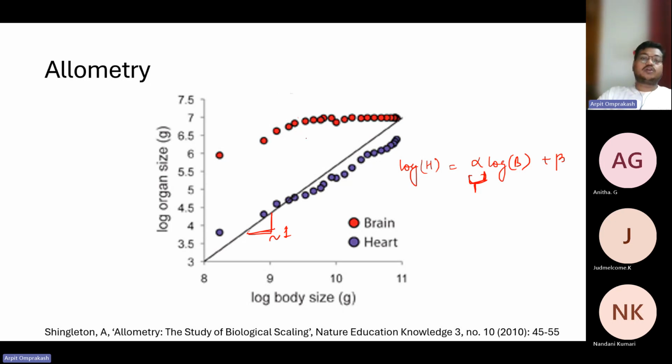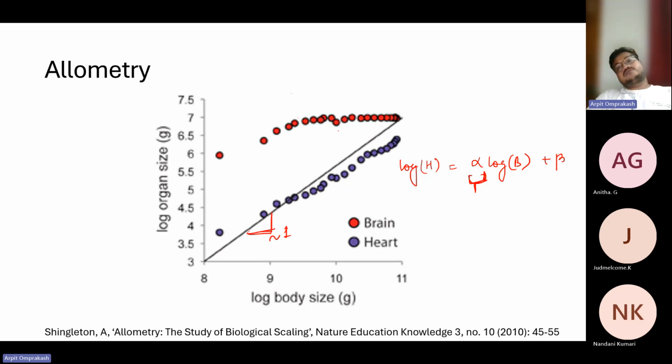But if you look at the red dots here, which is the size of the brain as the size of the body increases. So this is from like a juvenile to an adult, what happens. So what we see is that the brain starts growing, but after some time it stops growing and the size of the brain becomes fixed.